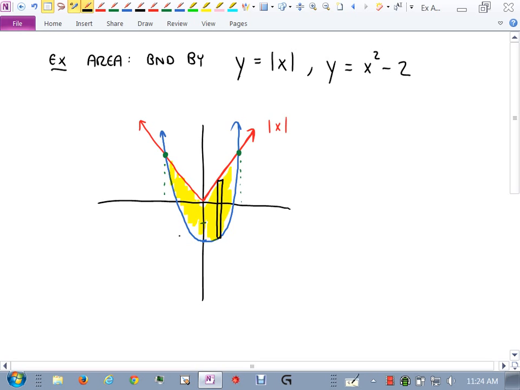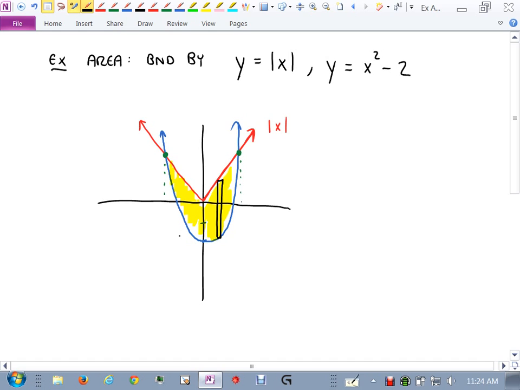Vertical looks okay, but we do have a slight problem, don't we? With the vertical, we still are going to have a different red function. To the left of 0, it's a line with a certain slope, and then on the right side, it's a line with a different slope, isn't it? So we'll have to split it into 2.